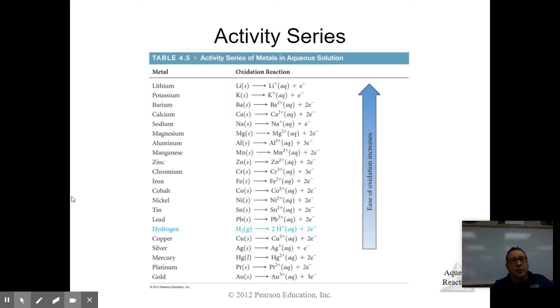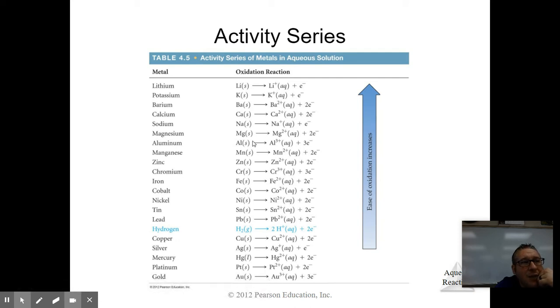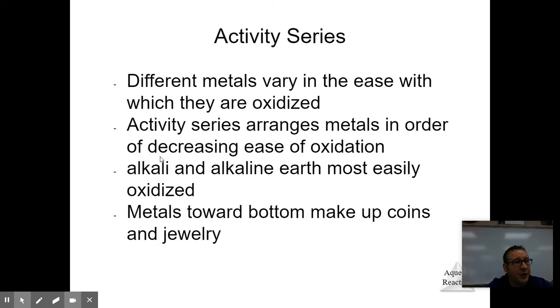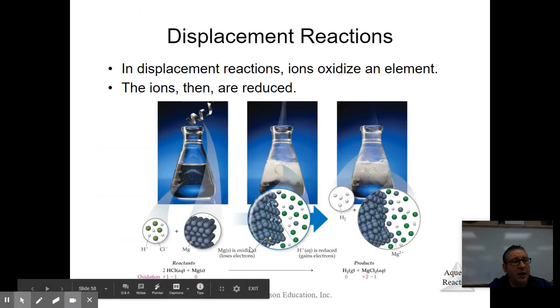I'm going to get back to those are the questions that we do in the practice, okay? So here's the activity series, okay? What we need to do when we are looking at the activity series and trying to figure out if a reaction will occur, what we do, let's go back to this equation, all the way back to your displacement reaction, okay?